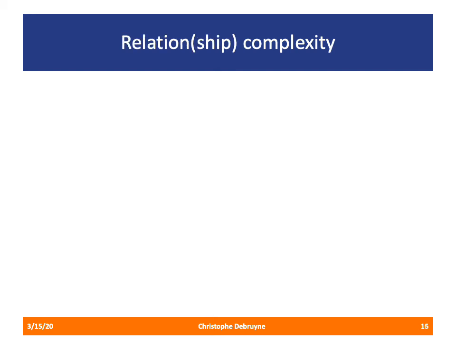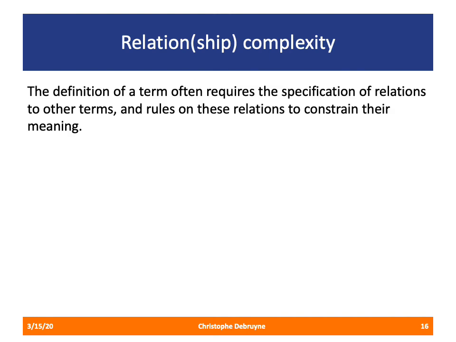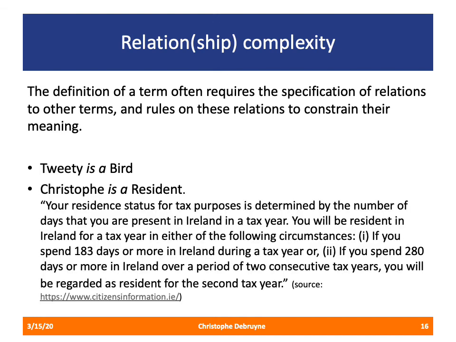Now let's talk about relation and relationship complexity. The definition of a term often requires the specification of relations to other terms and rules on these relations to constrain their meaning. Again, these can be simple and complex. Here's an example of a simple one. Tweety is a bird, where is a is a relationship between Tweety and bird, just to denote that Tweety is an instance of bird. A complex one is Christophe is a resident. In the context of Ireland, you have to meet certain criteria in order to be considered a resident for tax purposes in that country.